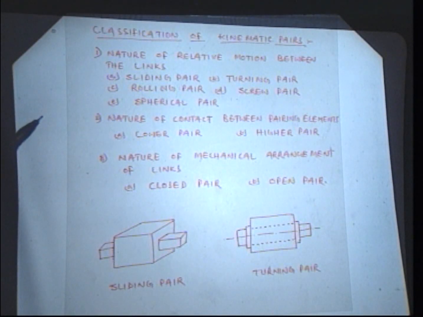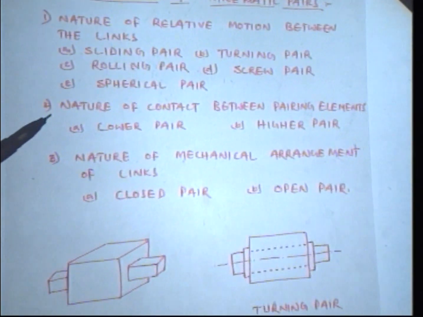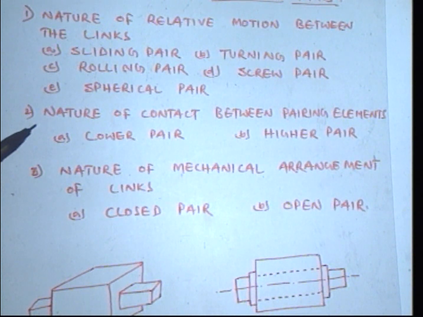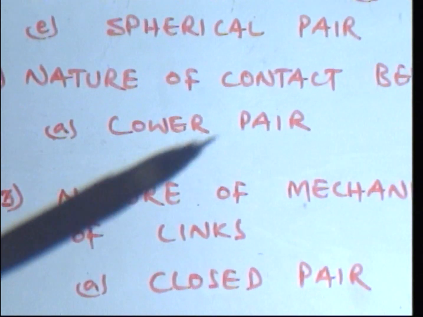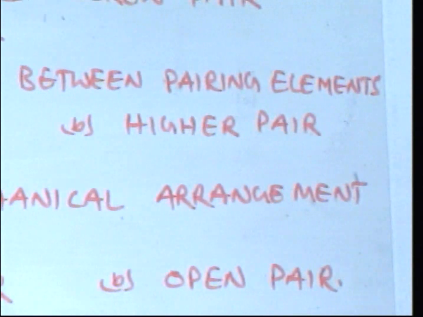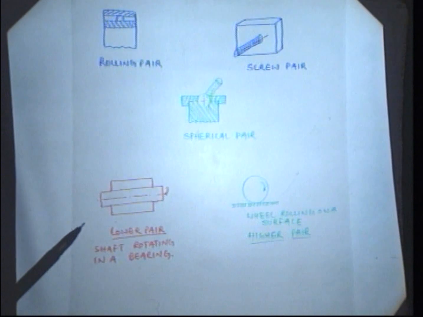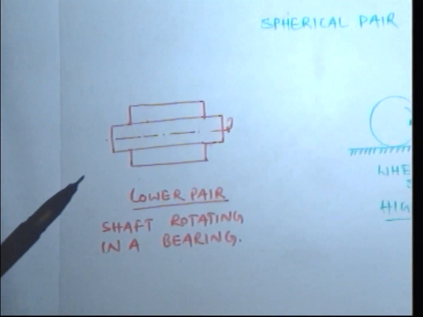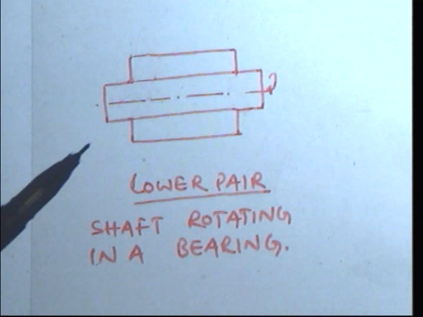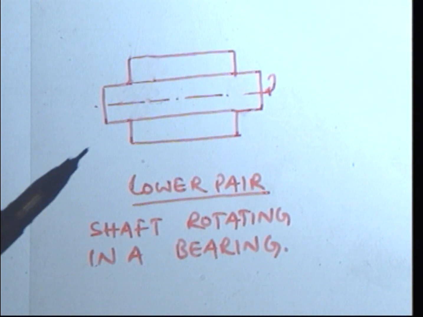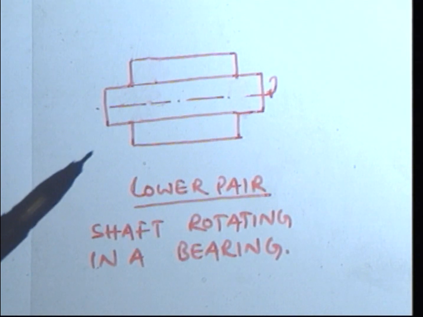The second classification of kinematic pairs depends on the nature of contact between pairing elements. In this we have a lower pair and a higher pair. This is a lower pair. A lower pair is one which permits surface contact between the two links while in motion. Usually, a lower pair completely constrains the motion of the pair of links connected.